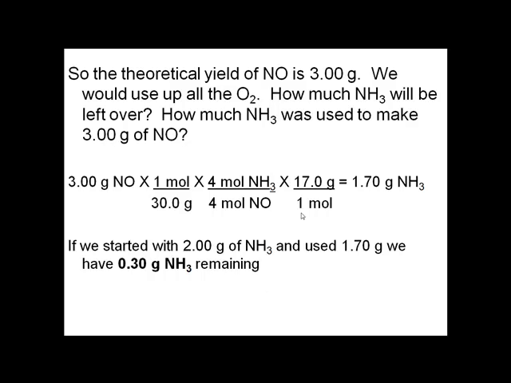All right, so again, the theoretical yield we said was 3 grams. We used up all the oxygen. All the oxygen was theoretically used up. How much ammonia will be left over? How much ammonia was used to make 3 grams of NO?